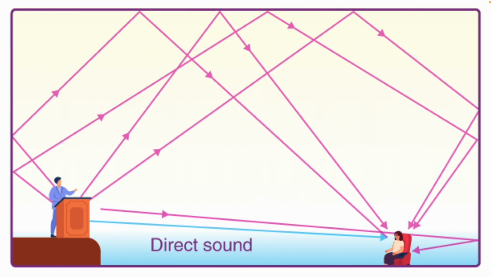This is reverb. You're sitting out here in the audience. Someone is speaking or playing a musical instrument. Some of the sound comes directly to you, but most of the sound goes somewhere else. For example, this sound wave bounces off of the ceiling and then comes and hits you in the face. This sound wave bounces off of the back wall, hits the ceiling, and then hits you in the face. This sound wave hits the ceiling, hits the back wall, and then hits you in the back of the head.